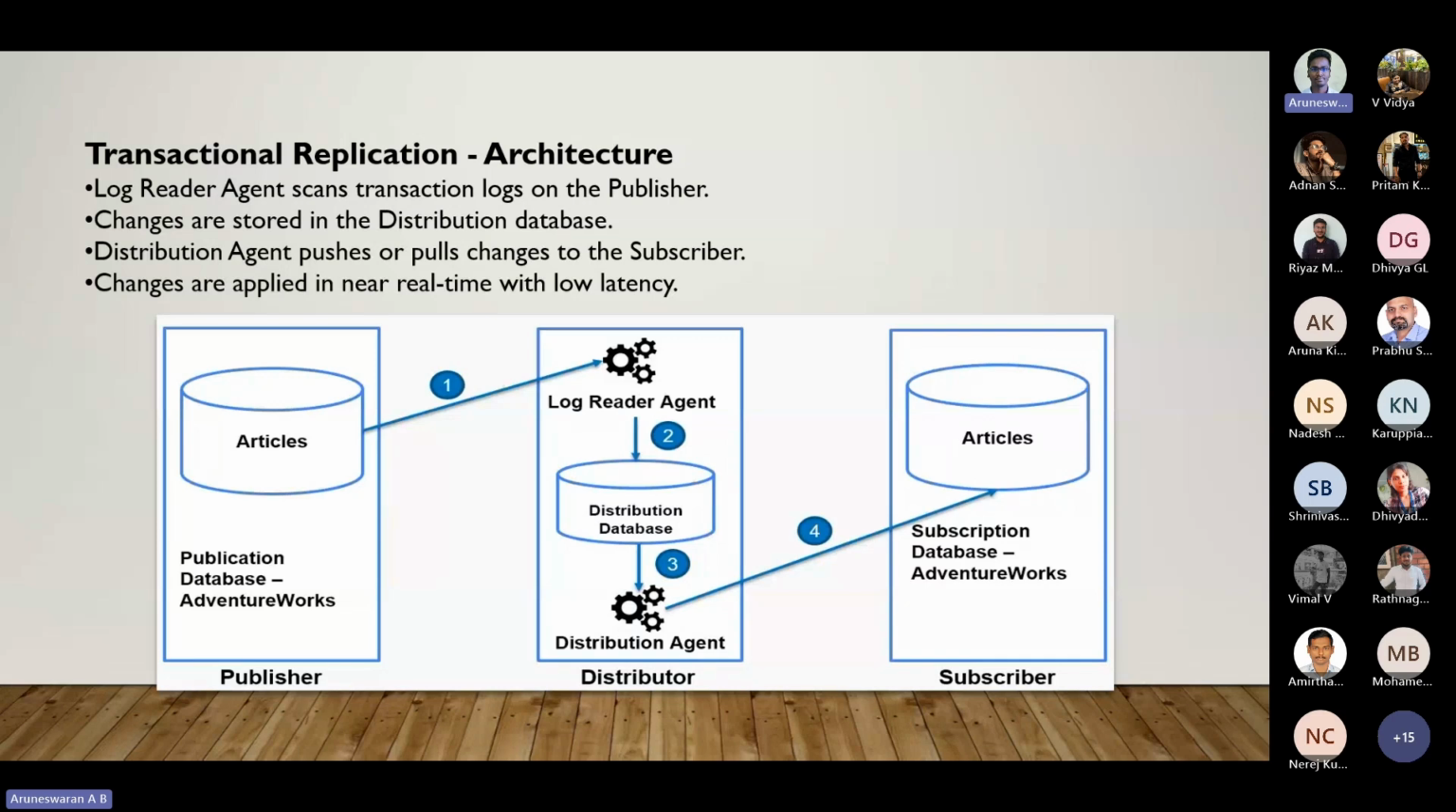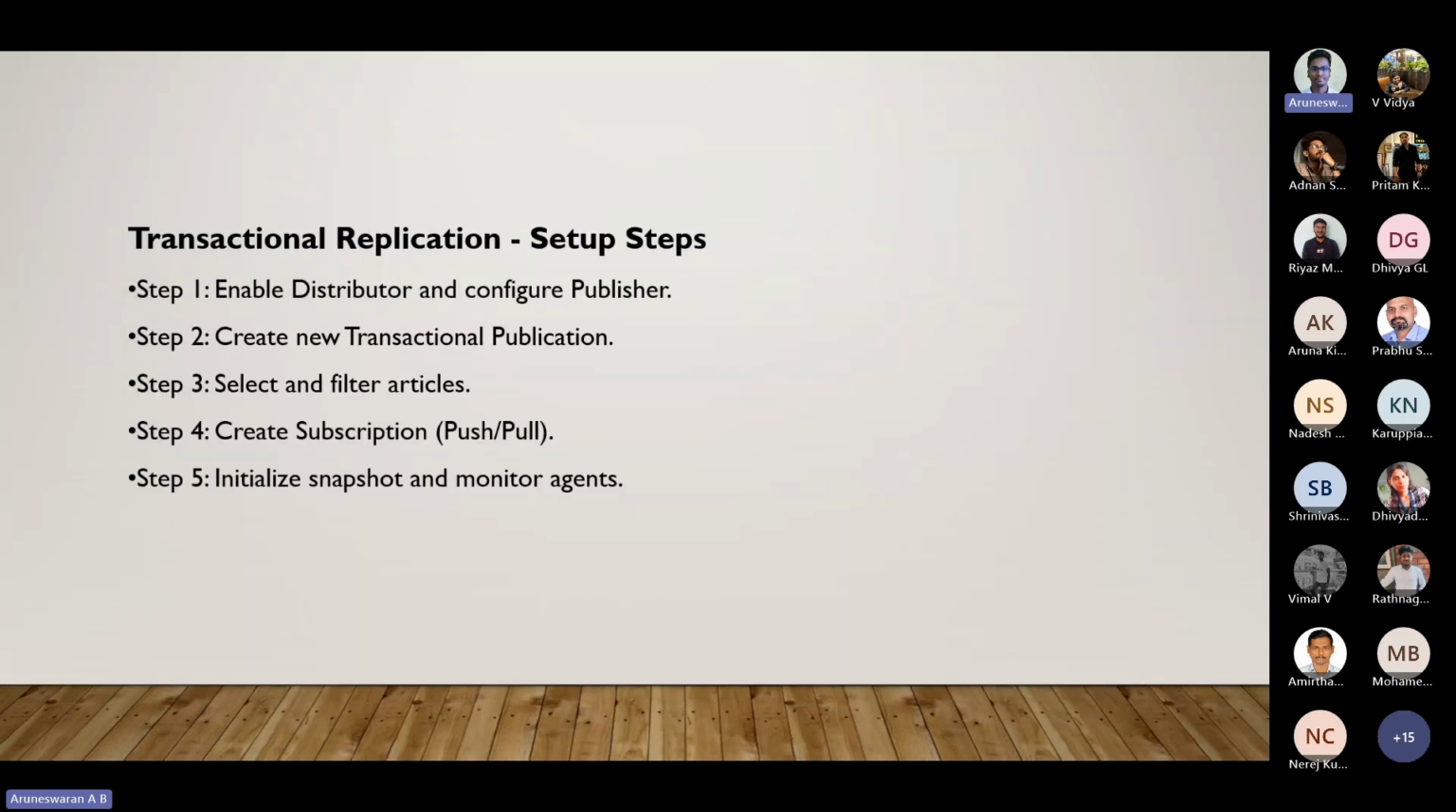Next we go to the transaction replication setup and steps. The first step is to enable the distributor and configure the publisher. I already told you that if you are going to do replication, first we need to check whether the distributor or distribution database is available on the server or not. Next we need to configure the publisher, create the new transactional publication, and select and filter the articles.